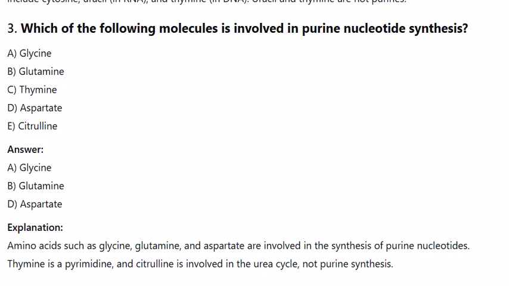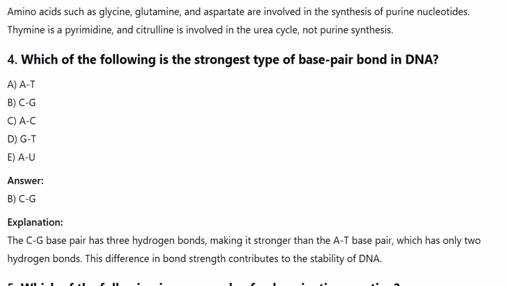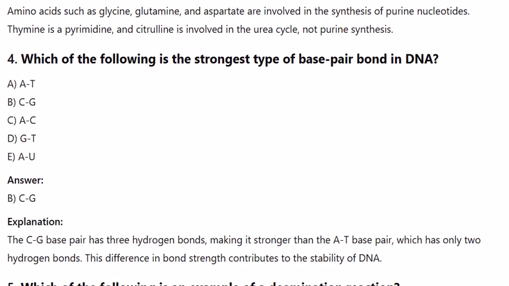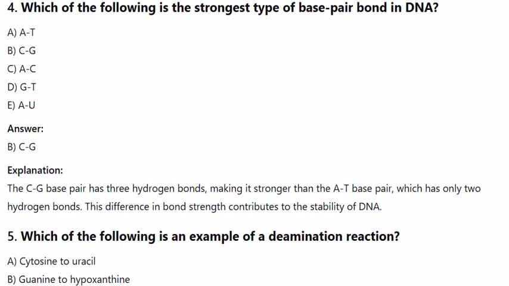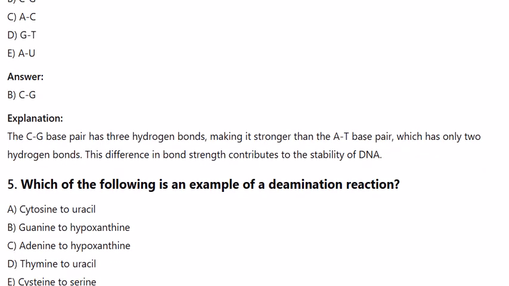4. Which of the following is the strongest type of base pair bond in DNA? A. AT, B. CG, C. AT, D. GT, E. AU. Answer: B. Explanation: the CG base pair has 3 hydrogen bonds, making it stronger than the AT base pair, which has only 2 hydrogen bonds. This difference in bond strength contributes to the stability of DNA.